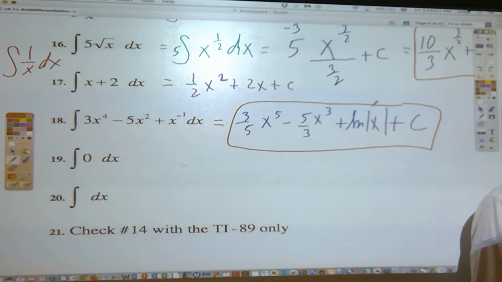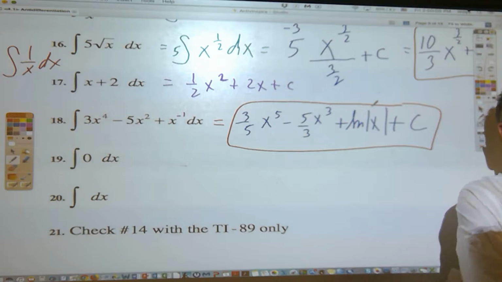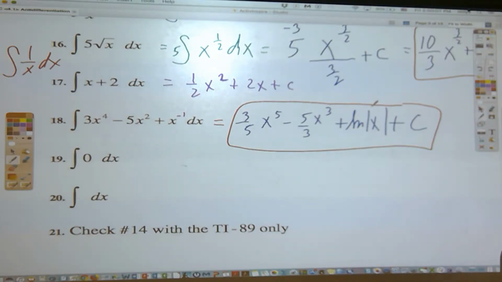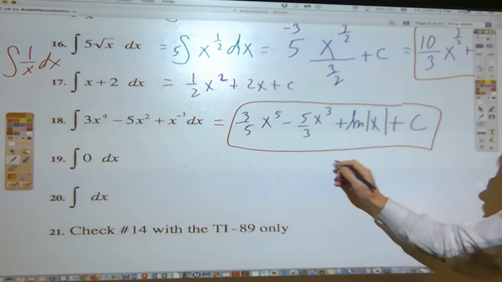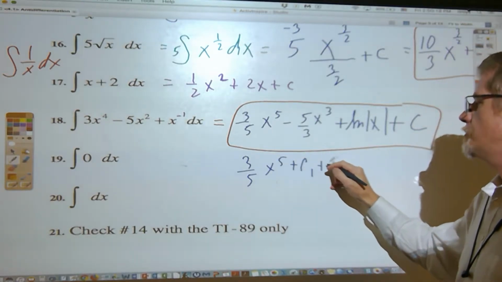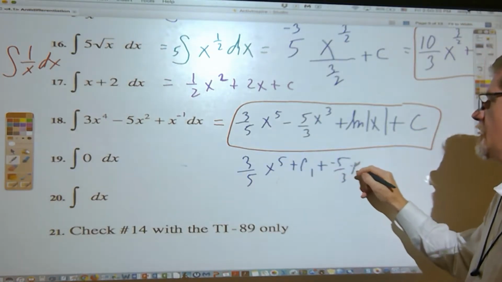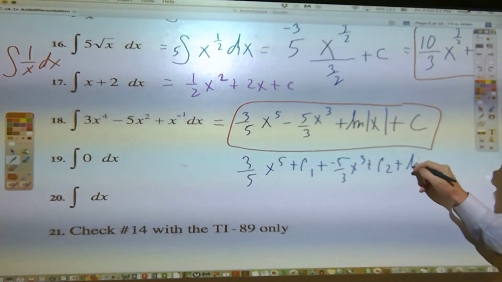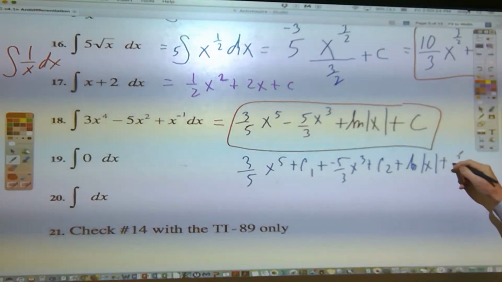Yeah, check. So is it for each, when you do it for each individual part, is it adding c? Yeah, if you wanted to show what's really going on here, it'd be 3/5 x to the 5th plus c1, plus -5/3 x cubed plus c2, plus natural log of the absolute value of x plus c3.